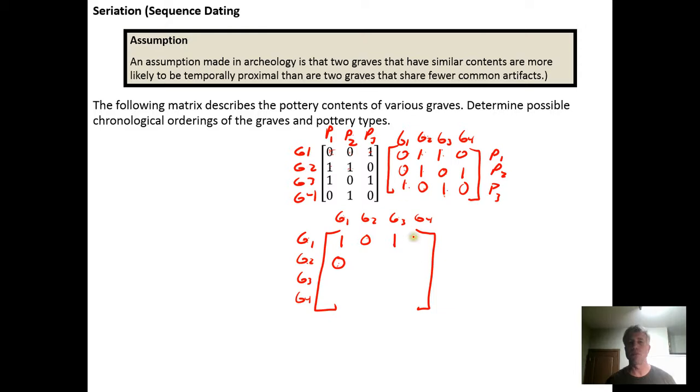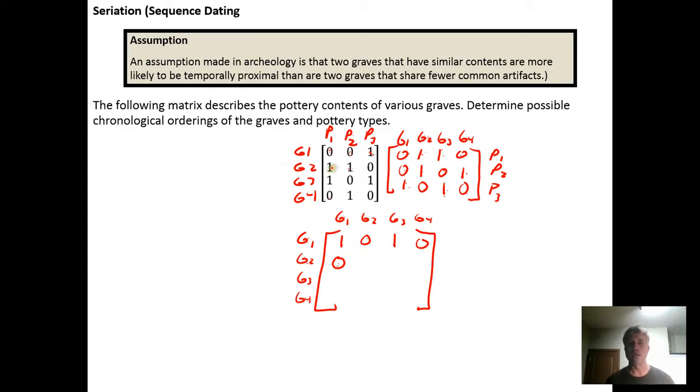And then we move to row 1, column 4. So grave 1 dotted with the grave 4 column, we get 0 times 0 plus 0 times 1 plus 1 times 0 is 0. Telling us that grave 1 and grave 4 have no common pottery types, which you could see by looking at the matrix. Neither of them have pottery type 1. Grave 1 doesn't have 2, even though grave 4 does. Grave 1 has pottery type 3, but grave 4 doesn't, so they have nothing in common.